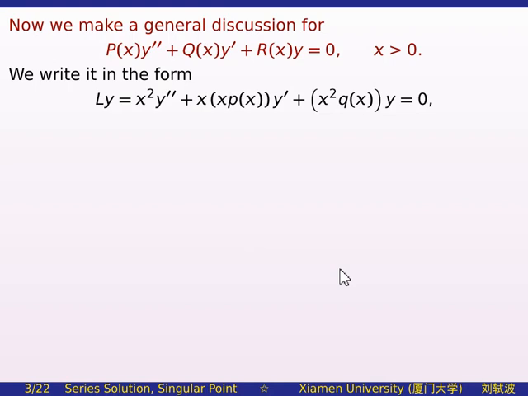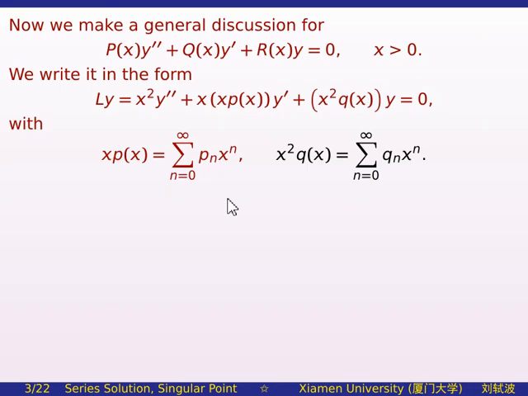We can rewrite this equation in this form: x squared y double prime plus a coefficient multiplying y prime plus another coefficient multiplying y. Here, we assume that the coefficients of y prime and y are analytic near zero. That is to say, xP(x) is a power series, and x squared Q(x) is also a power series. This is what we mean when we say that zero is a regular singular point.